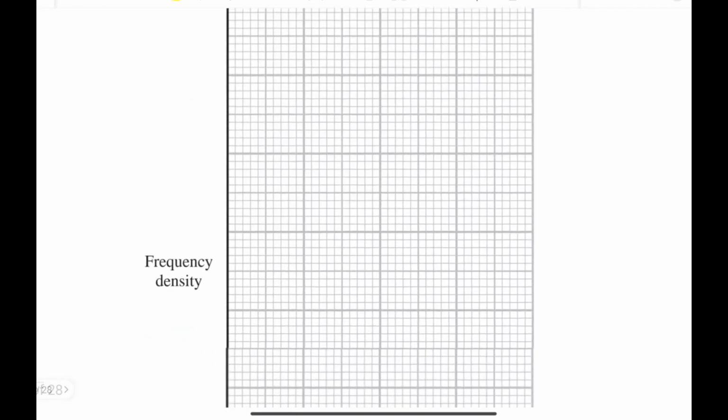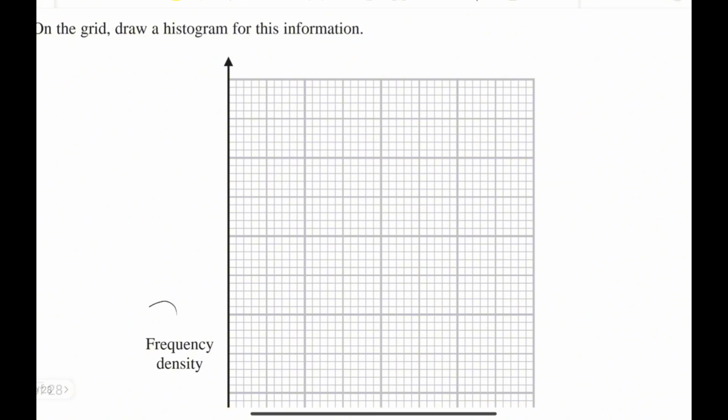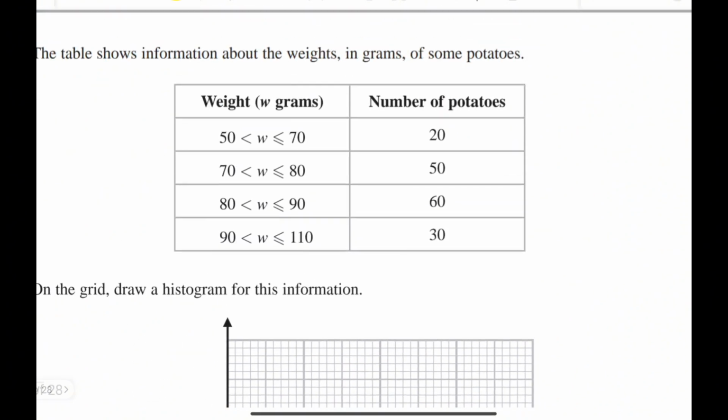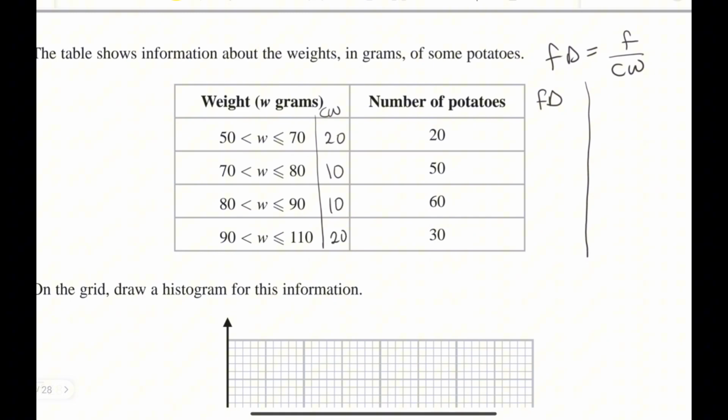So we need to plot a histogram. First of all, we need to find the frequency density. By definition, the frequency density equals the frequency divided by the class width. Here the frequency is 20, and the class width from 50 to 70 is 20, 70 to 80 is 10, 80 to 90 is 10, 90 to 110 is 20. Now we take the ratio: 20 divided by 20 is 1.